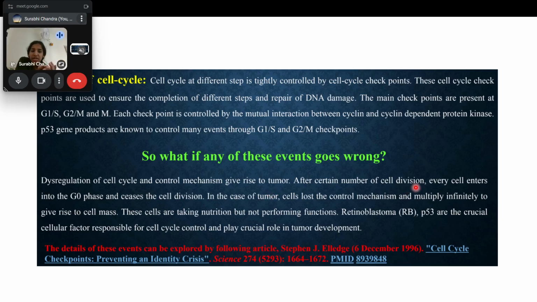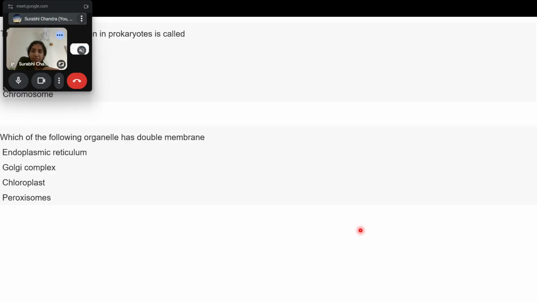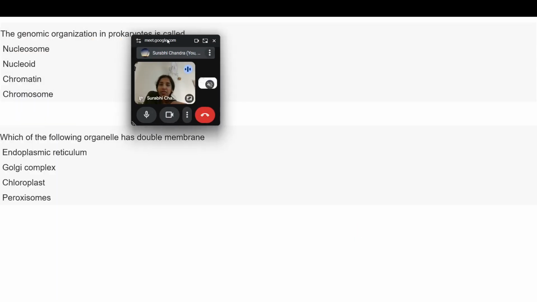After a certain number of cell divisions, every cell enters into the G0 phase and stops the cell division. In case of tumor, the cells lose this control mechanism and multiply indefinitely to give rise to a cell mass. And eventually these cells take up the food resources, take up nutrition, but do not perform any function. Now let's look at some of the questions here.